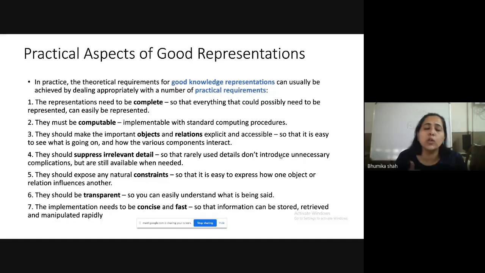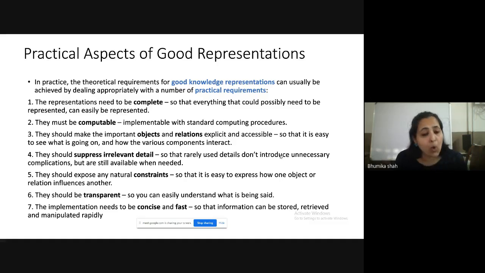The first property that a good knowledge representation should have is that the representations need to be complete, so that everything that could possibly need to be represented can be represented easily. It means your representation should not be missing out anything. It should be complete. All the facts that you have to represent should be represented completely. They must be computable. It means it should be possible to implement and to apply standard calculations and computations. So your representation should make your represented facts computable, implementable in standard computing procedures.